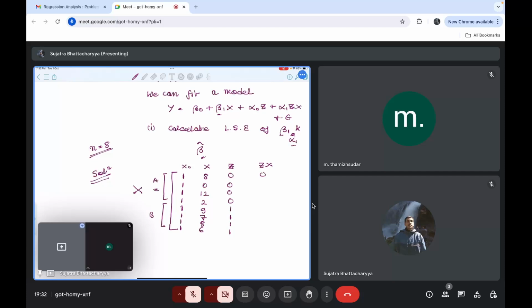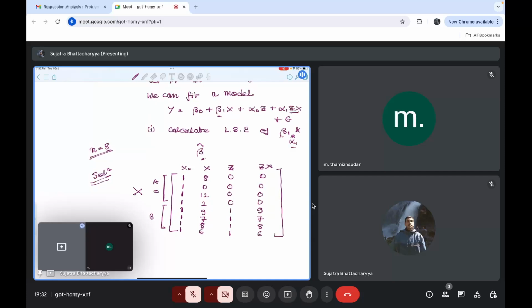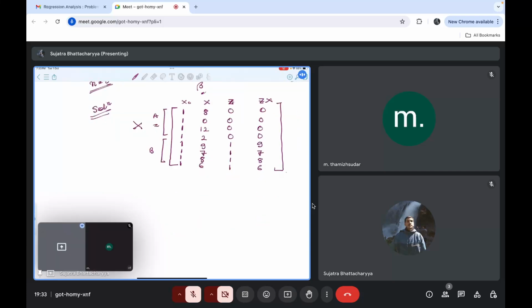Z into X will be similar. 1 into 9 will be 9, 1 into 7 will be 7, this will be 8, this will be 6. All right, so you have to do it like this. ZX can be considered as one variable, Z is another. This is now my new X matrix, which is 8 cross 4. What is Y? Y is given from all those data: 5.3, 9, 7.1, 2.4, 5.1, 4.4, 5.2, and 3.8. So it is 8 by 1. All right.